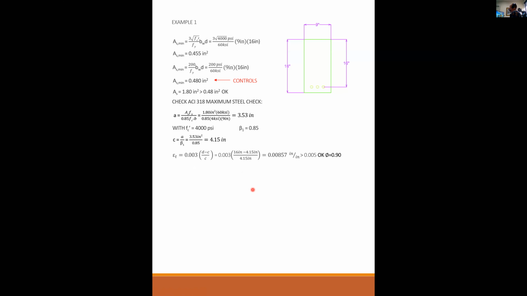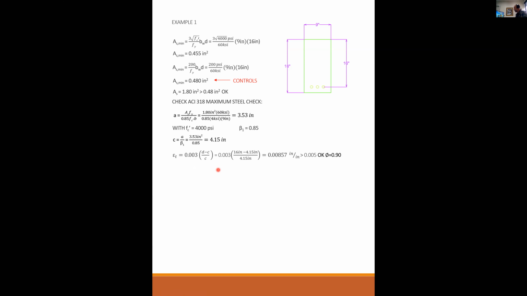The answer is, by calculating and checking epsilon sub t. It is a measure of whether or not you're under-reinforced or over-reinforced. If you are over-reinforced, you have too much steel. So this is, in a roundabout way, making sure that we have not exceeded the maximum amount of steel that the code will allow. There's another way to do this check as well, though. You can use the tables.